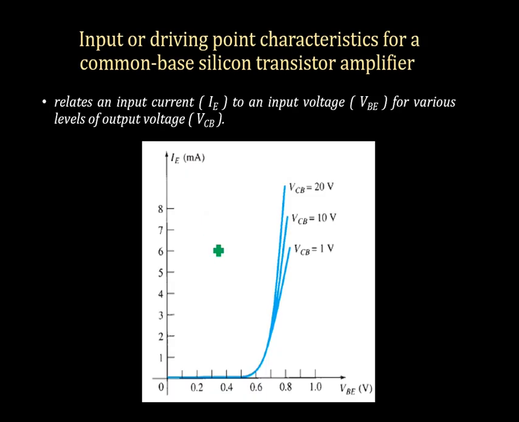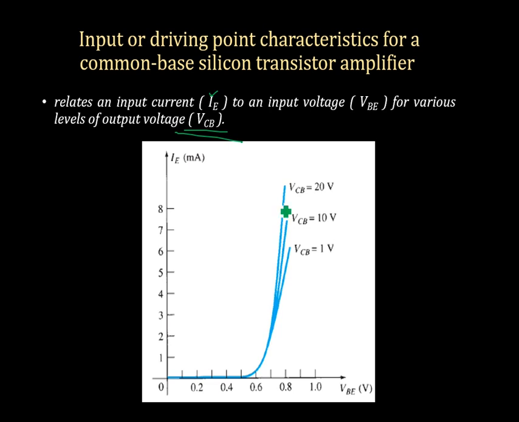So this is the input or driving point characteristic for a common base silicon transistor amplifier. This is relating the input current, IE, which is the input current for common base. Input voltage is VBE, and this is plotted for different values of output voltage. What is the output voltage? The collector to base voltage. One point you can see here is that this curve is representing the forward characteristic of a diode. Why? Because this is the plot for the emitter base junction. We are plotting between the emitter current and the emitter base voltage. So the emitter base junction is forward biased, so the curve is similar to the forward characteristics of a diode.